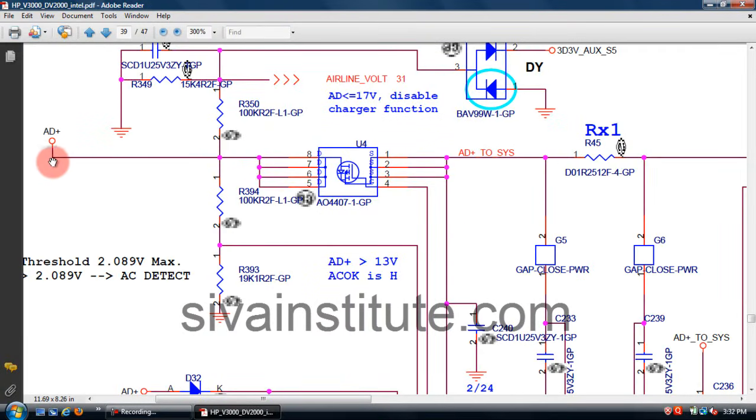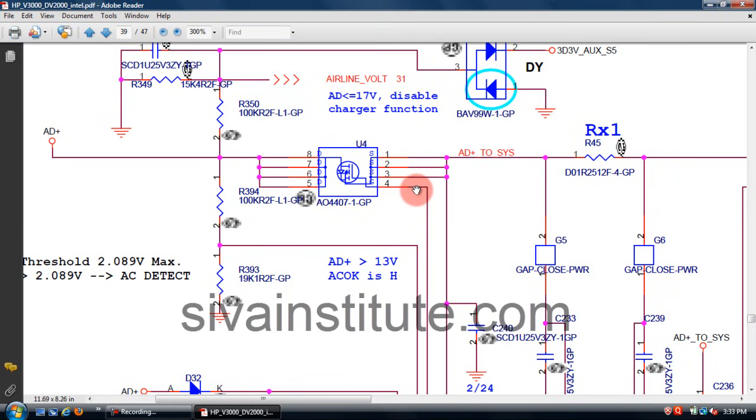This voltage comes from page number 46. This is page number 39. This voltage goes to U4, pins 5, 6, 7, 8. You should check here whether voltage is there or not. Nearly 18 volts will come here. I connected the AD voltage, nearly 17 volts. I connected a 15 volt adapter. This voltage will come here, 14 to 15 volts. No voltage at this point.